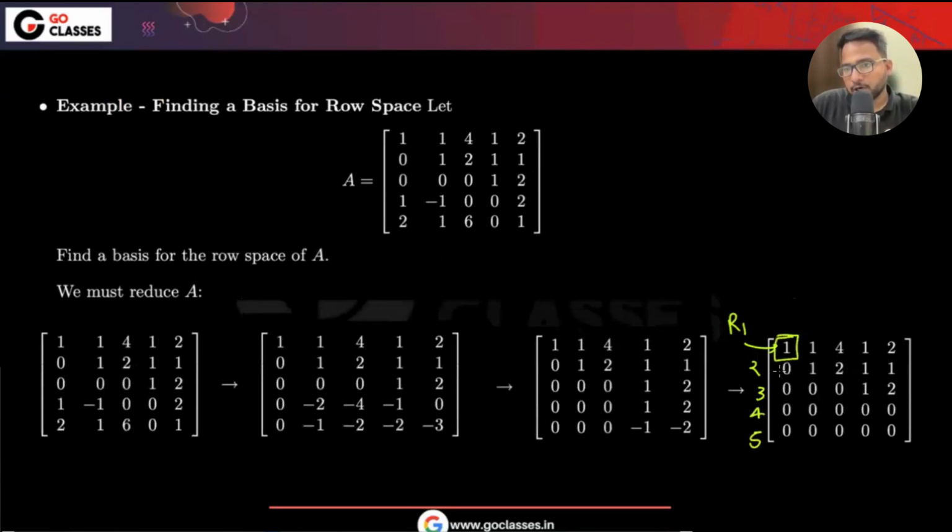So this is the pivot element, this is the pivot element, this is the pivot element, right? These are the three pivot elements. Now, can you tell me the basis? Yeah, R1, R2, R3, right? So R1, R2, R3 is the basis.